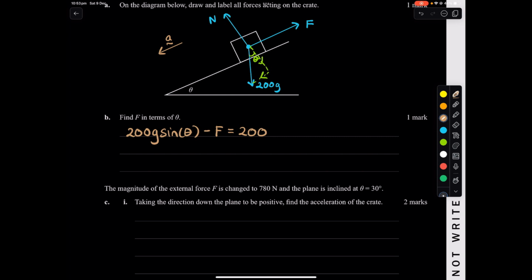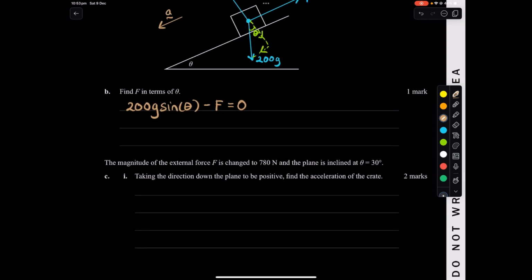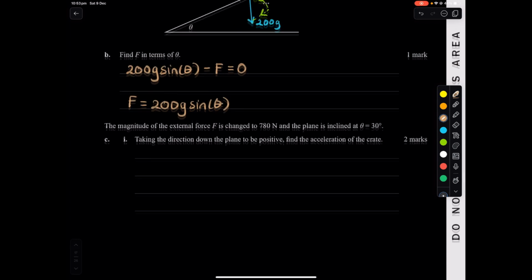Well, our acceleration in this case is 0. So this overall is 0. Hence, your F in terms of theta is just going to be 200 g sine theta. And that's it.